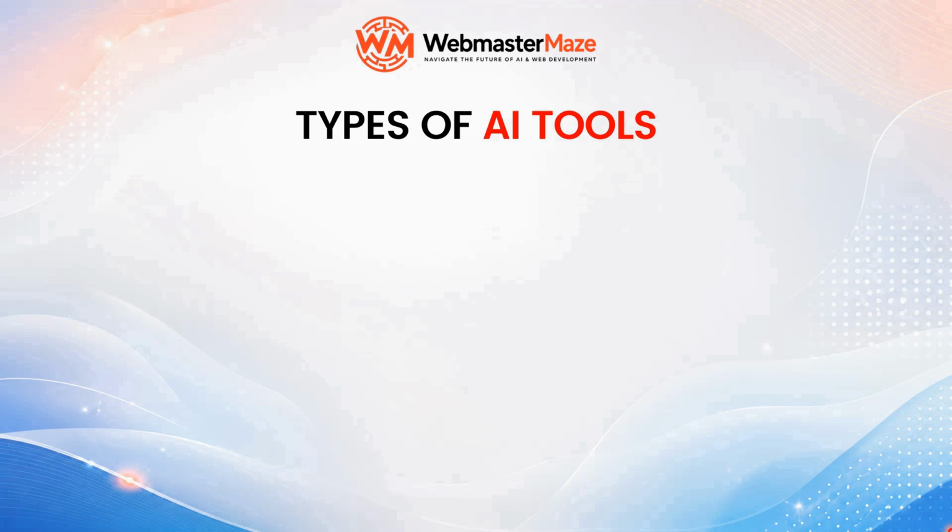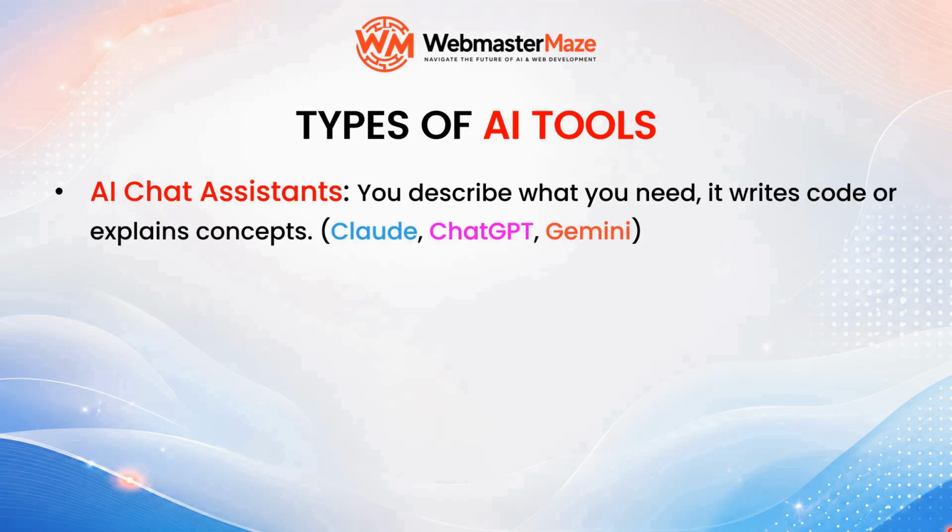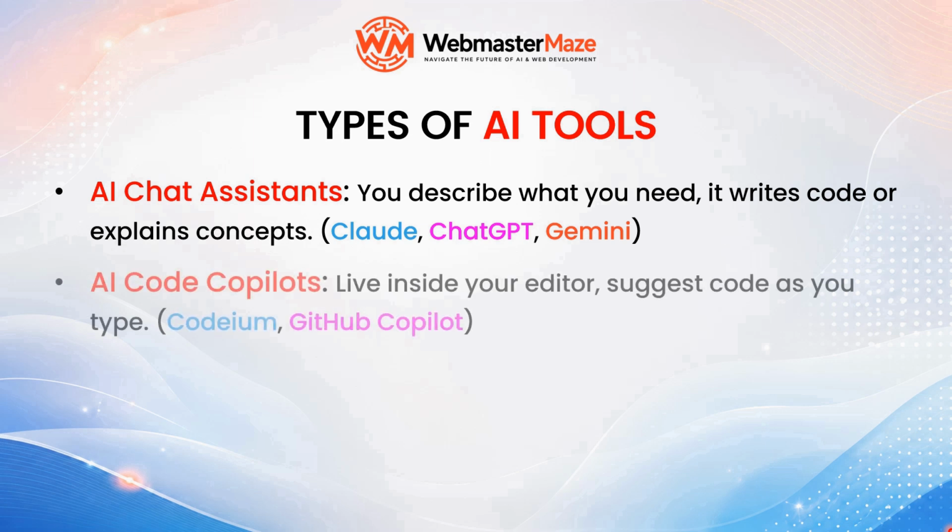Types of AI tools. AI chat assistants. You describe what you need, and they write code or explain concepts. For example, Claude, ChatGPT, and Gemini. You can interact with these using a chat-like interface. AI code copilots. These live inside your editor and suggest code as you type. For example, Codium and GitHub Copilot. You can interact with these using an interface inside code editors like VS Code.